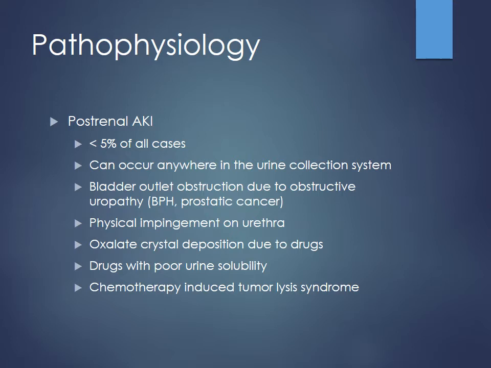Okay, and then postrenal AKI, usually this is less than 5% of all cases, so it's a relatively uncommon thing, but it can occur anywhere within the collection system. Usually you can see obstruction happening. BPH is a very common cause for this, or prostatic cancer. What would be one way you'd want to treat that? How do you think you can decrease the prostate size? We'll talk about that a little bit later in urology, but any thoughts?